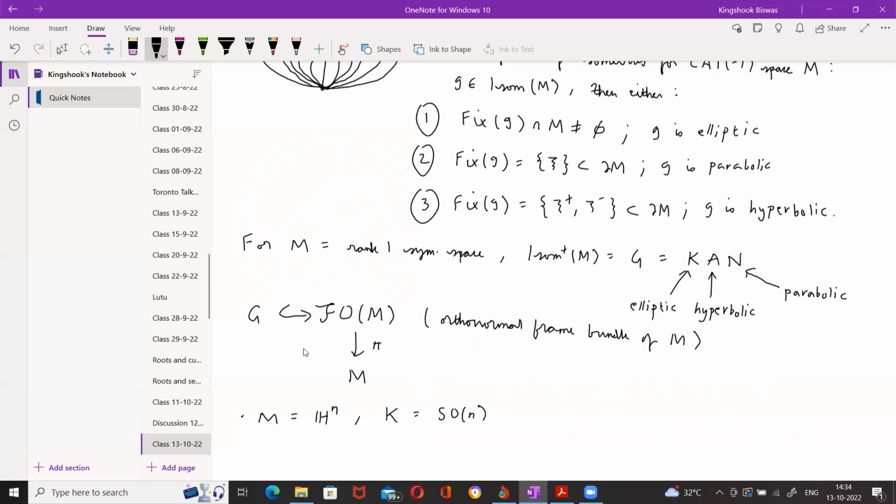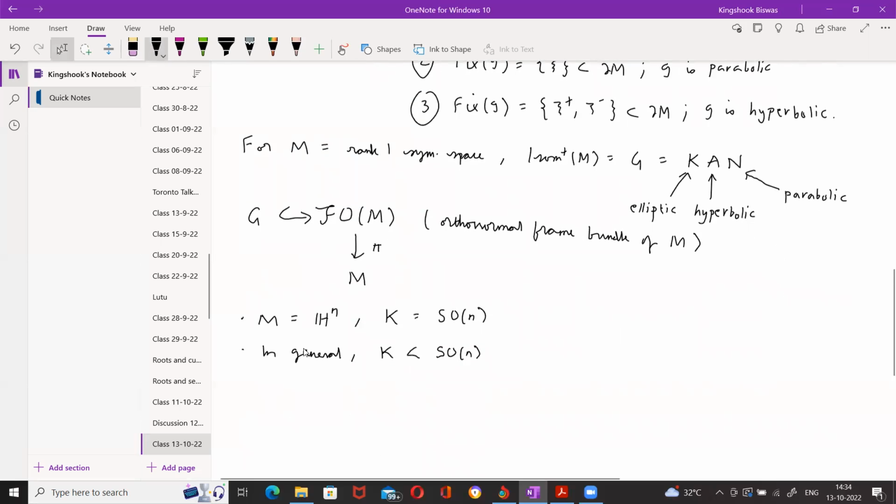But in general, K is just a subgroup of SO(n). It is not equal to all of SO(n). So for example, if you take M equal to complex hyperbolic space, in this case K is equal to SU(n), which you think of as a subgroup of SO(2n). Here the dimension is 2n, for complex hyperbolic space.